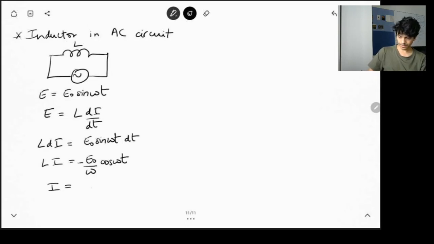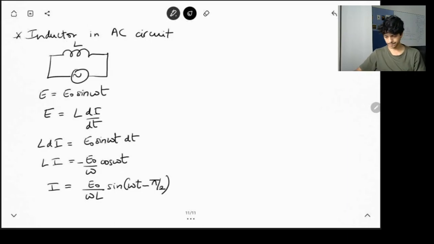So I is E0 over omega L. Cosine of omega t is sine of pi by 2 minus omega t. So this is, because there is a negative sign over it. Is that correct in my notes? Yes. So I can call this I0 sine of omega t minus pi by 2.